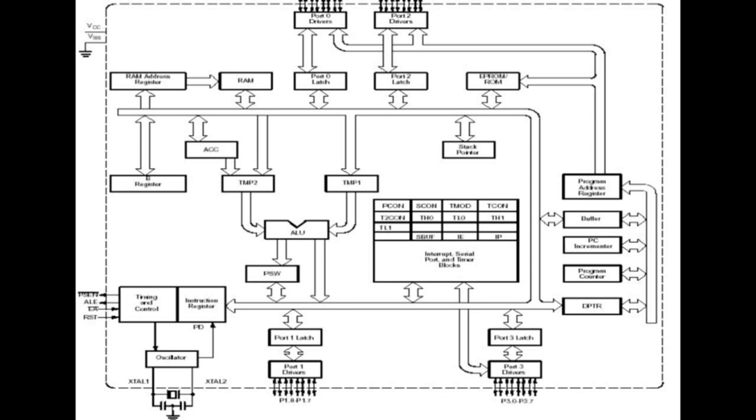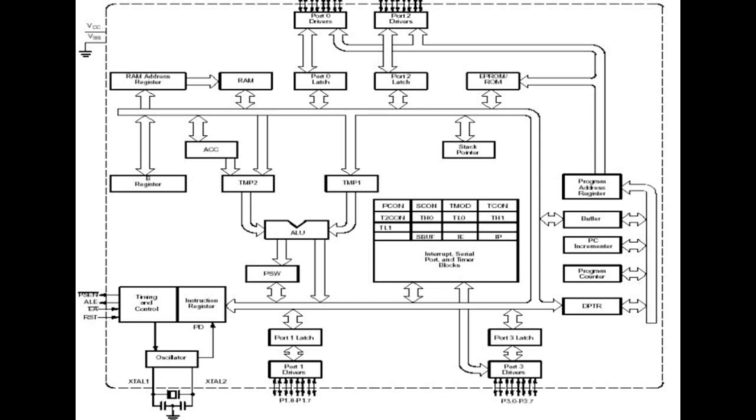Next one, what is PSEN? Program store enable. It is an active low signal used for reading the contents of external program memory. So here we are going to read the contents of the external memory through this PSEN bar. RD complement, active low, is used for reading the contents of the external data, and WR complement, active low, is used to write to the external data.